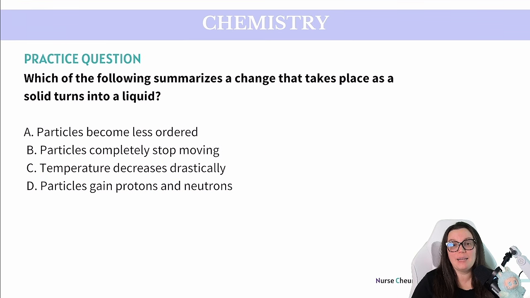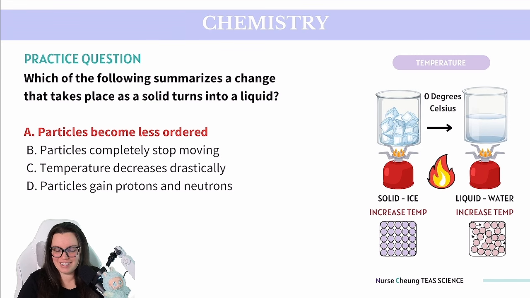Which of the following summarizes a change that takes place as a solid turns into a liquid? Do particles become less ordered? Particles completely stop moving? Temperature decreases drastically? Or particles gain protons and neutrons? So the correct answer is A, particles become less ordered.